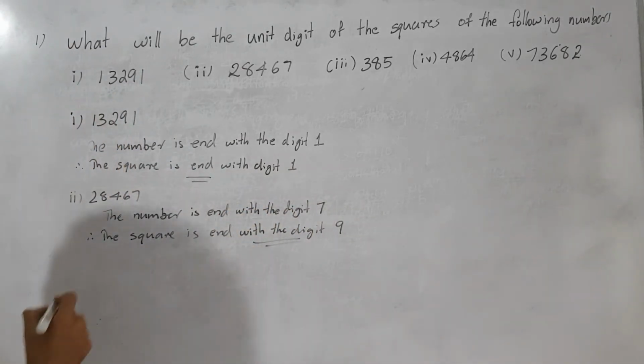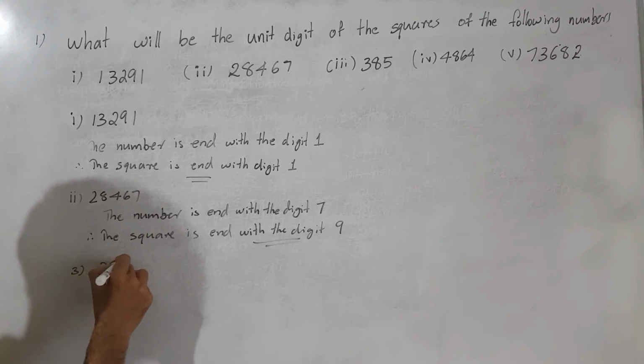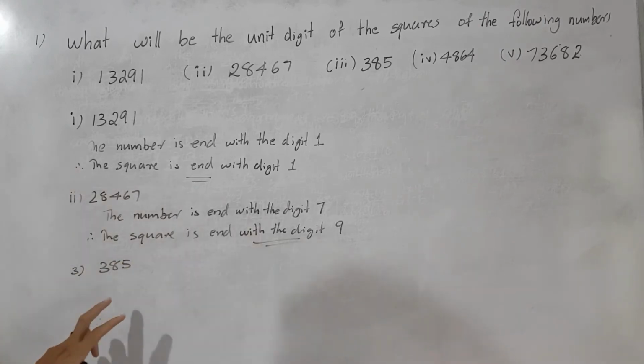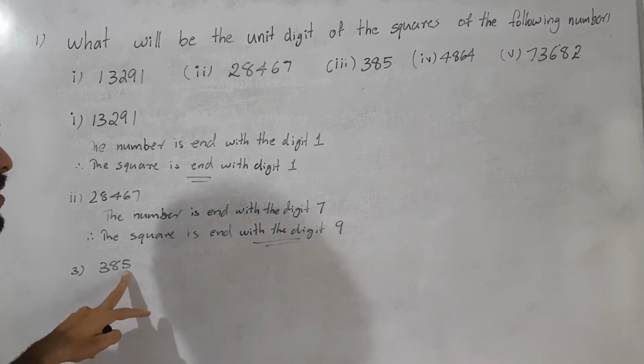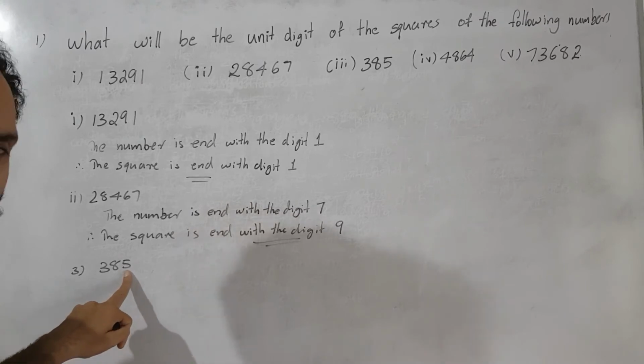Then the third one is 385. The 385 means the number ends with the digit 5. The number ends with the digit 5, then very clear, the square of this number also ends only in the digit 5.